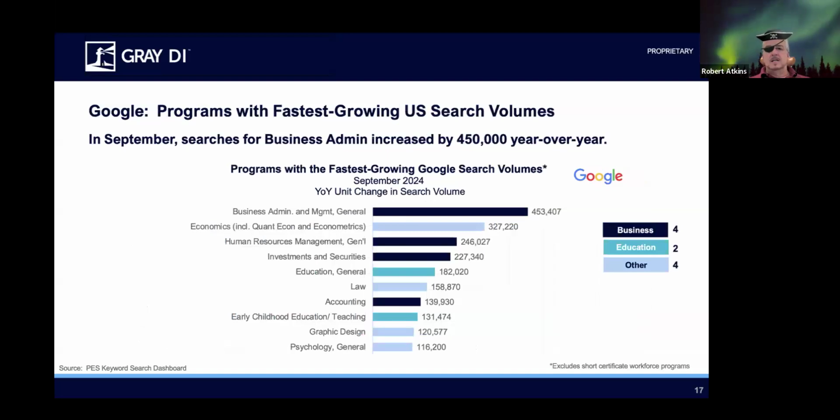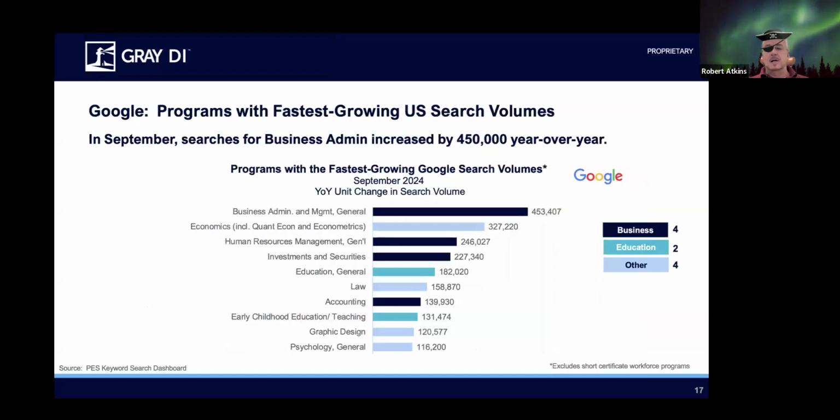What's growing out there? Now keep in mind, this is not the biggest programs. This is the fastest growing programs in terms of unit volume, so an increase in the number of searches. Searches for business administration and management are up almost 500,000 searches. That's the equivalent of about 2,000 students.